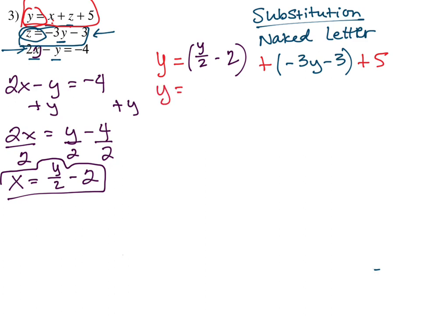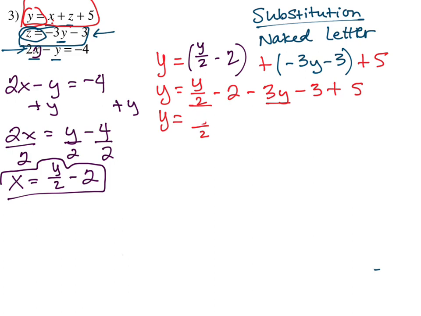So we have y over 2 minus 2. And then we've got plus, and if there was any number in front right here, we would have to distribute it. But we don't. So we just have minus 3y minus 3 plus 5. And at this point, we can combine like terms. I have y equal to y over 2. Y over 2 minus 3. Y over 2 minus 3.